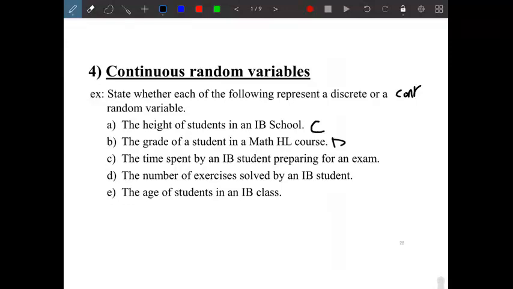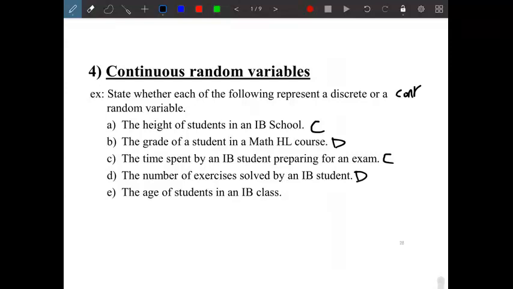The time spent by an IB student preparing for an exam. Now, we know that time is a continuous variable. It falls in intervals. It cannot really have discrete values. So the time spent is in fact continuous. Now, the number of exercises solved by an IB student. We can solve no exercises, that's 0, 1 exercise, 2 exercises, etc. So the number of exercises is discrete.